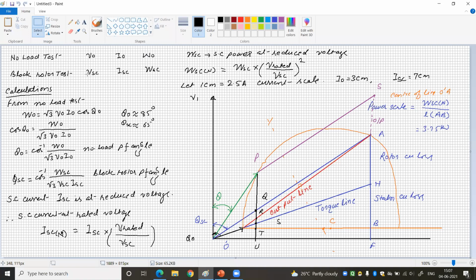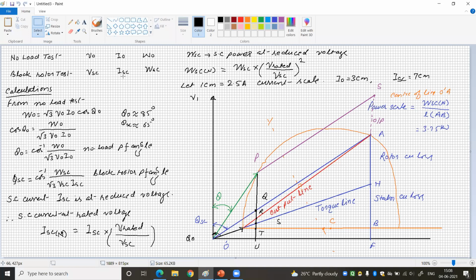Whereas in the blocked rotor test, a reduced voltage is applied to the motor till it circulates the full load stator current. So ISC is the full load current and WSC is the power at reduced voltage. Whatever power is consumed by the motor is because of the copper losses in the stator winding and rotor winding. Now from these three it is possible to calculate the no load power factor angle and the short circuit or blocked rotor power factor angle.